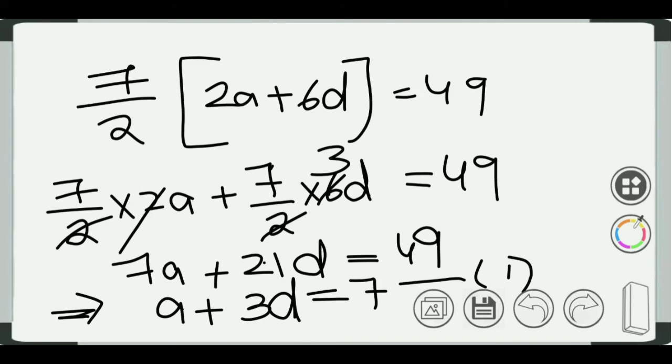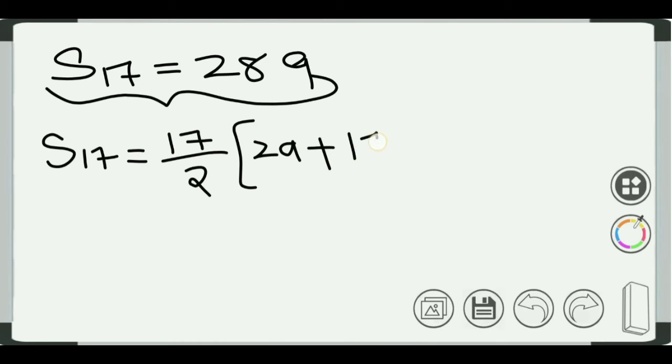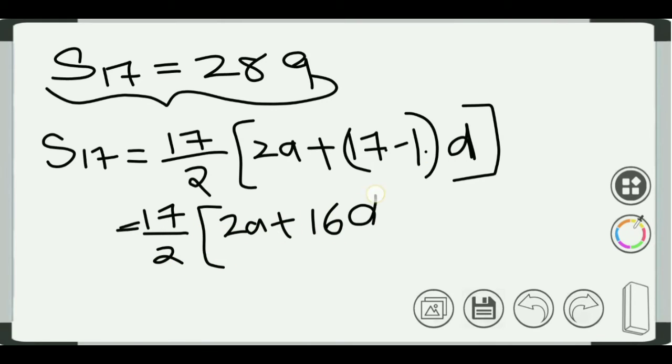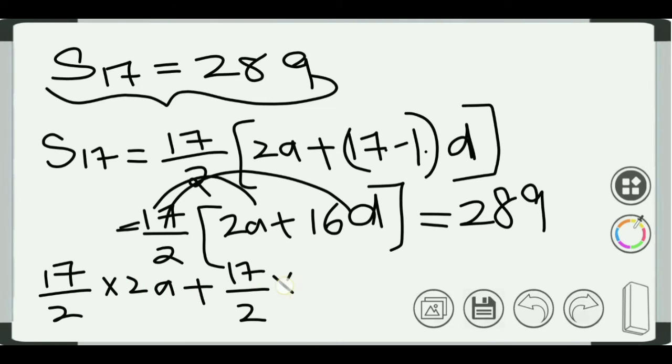Now you can expand the second one. S17 is equal to 289. This is the second one. So you can expand in the same way. S17 is equal to 17 by 2 into 2a plus 17 minus 1 into d. Instead of n, replace it by 17. So 17 by 2 into 2a plus 17 minus 1, 16d equal to what? 289. Now I am giving the 17 by 2 to both 2a and 16d. So 17 by 2 into 2a plus 17 by 2 into 16d is equal to 289.